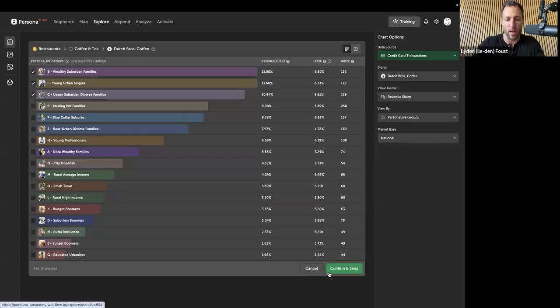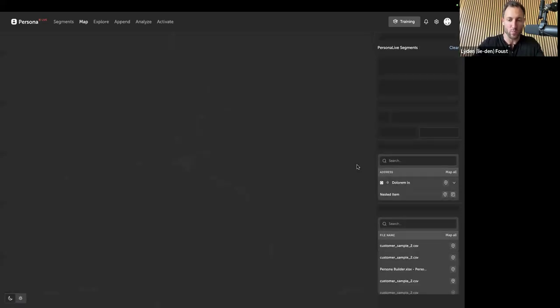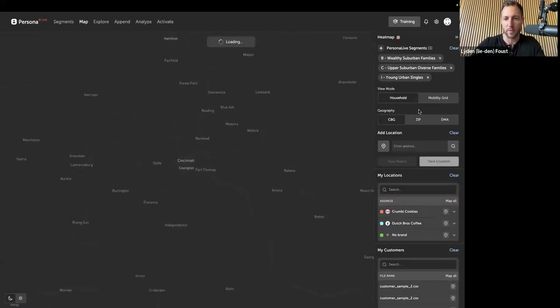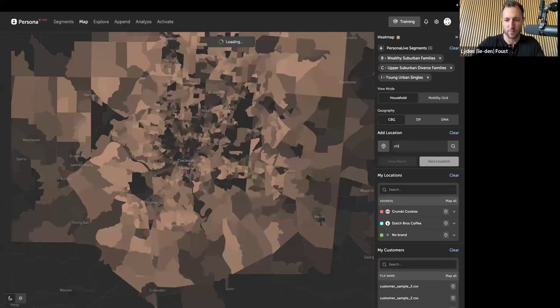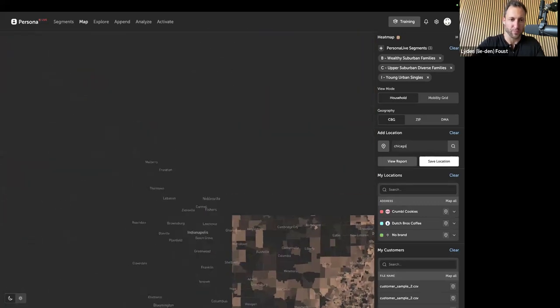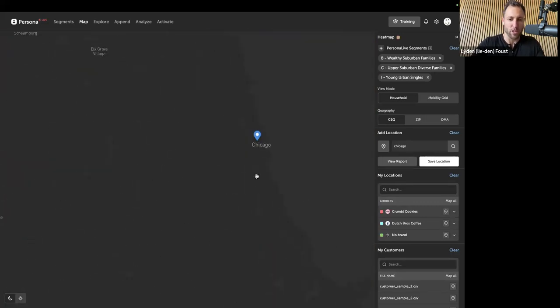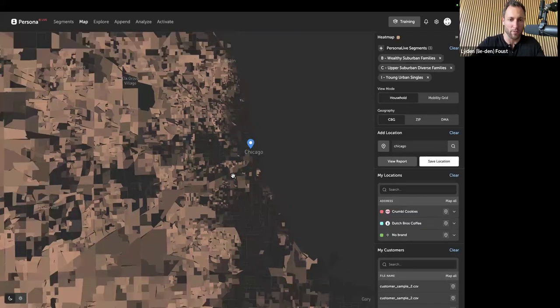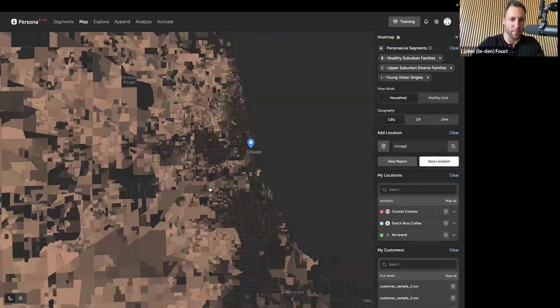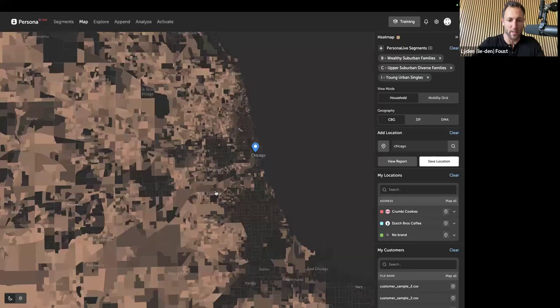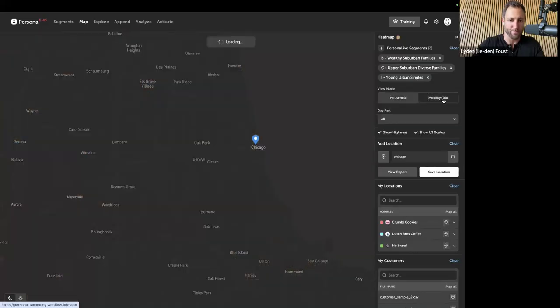So let's do this. I'm going to go ahead and map this. I want to push it over. I just did their top three segments. And we want to go to Chicago. All right, so we have a CBG map here in Chicago of Dutch Brothers segments. CBGs get particularly hard when you get those really urban and small census block groups. But if we want to tell a story with this, we can turn on that mobility grid and we can see the CBGs where those people are visiting.